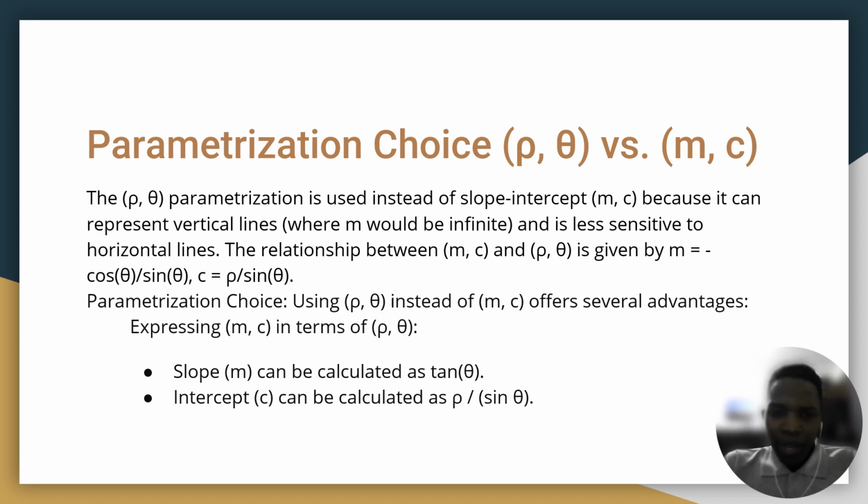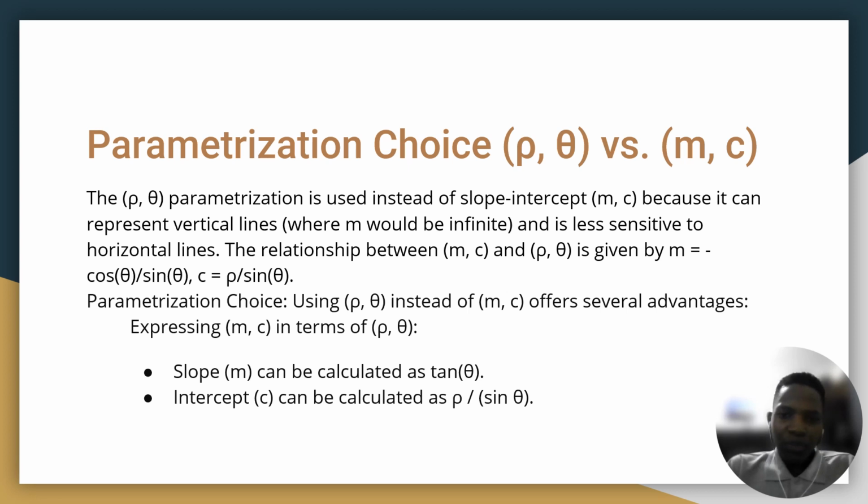So to look at our parameterization choice, why use the distance p and the angle θ versus using the slope intercept, m and c? The parameterization is used instead of the slope intercept because it can represent vertical lines where m would be infinite and is less sensitive to horizontal lines. Because if we use the slope intercept, m would be infinite.